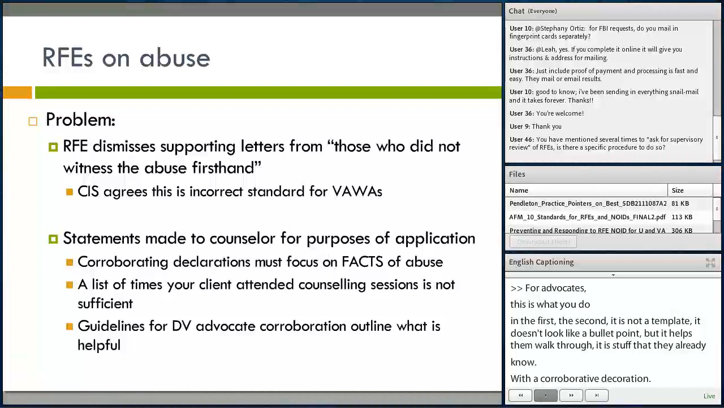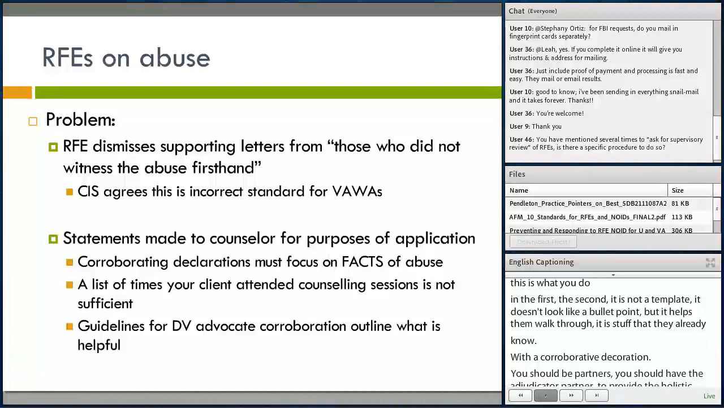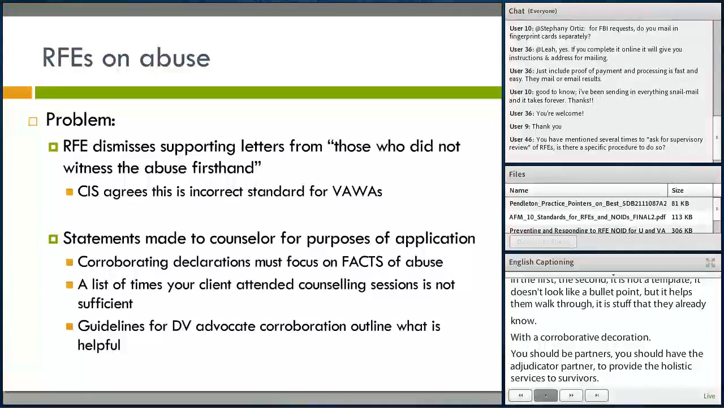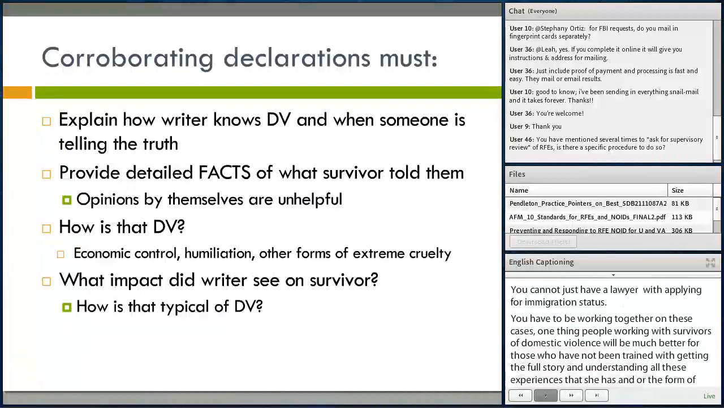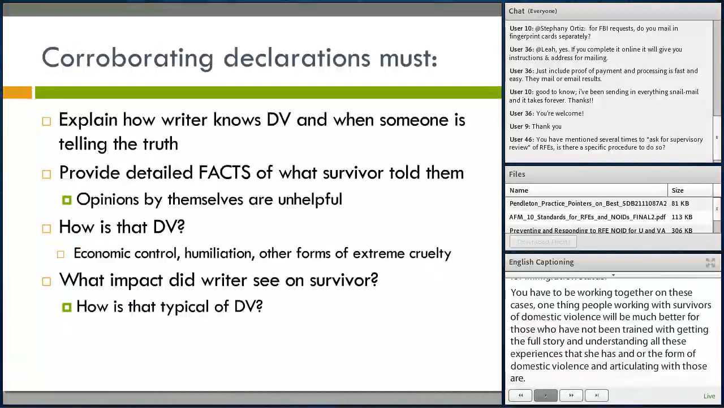And if you don't know already, OVW and us believe that you all should be partners. You should have a DV partner or an SA partner and a lawyer partner to provide holistic services adequately to survivors. You can't just have a lawyer or a DV advocate applying for immigration status. You've got to be working together on these cases. For one thing, people well-trained in working with survivors of domestic violence are going to be much better than those of you who haven't been trained at getting the full story and actually understanding that all the experiences she had are a form of domestic violence and articulating what those are. And even those of you who do understand it, you're not going to be able to write a declaration about it, so having someone else do it would be very helpful.